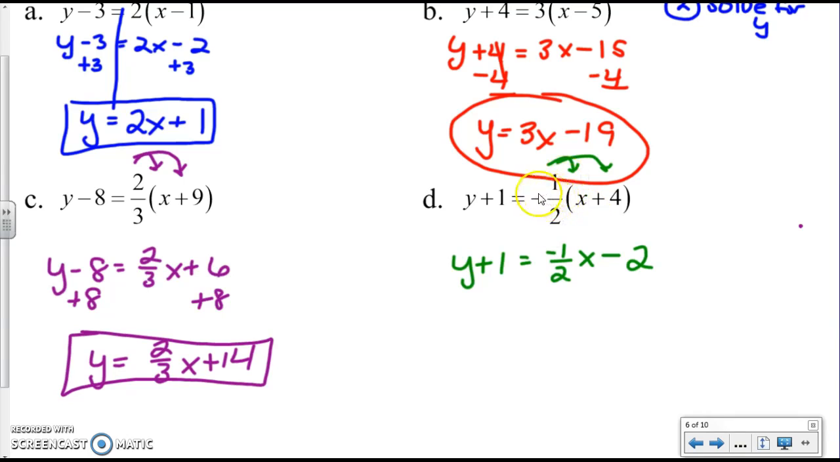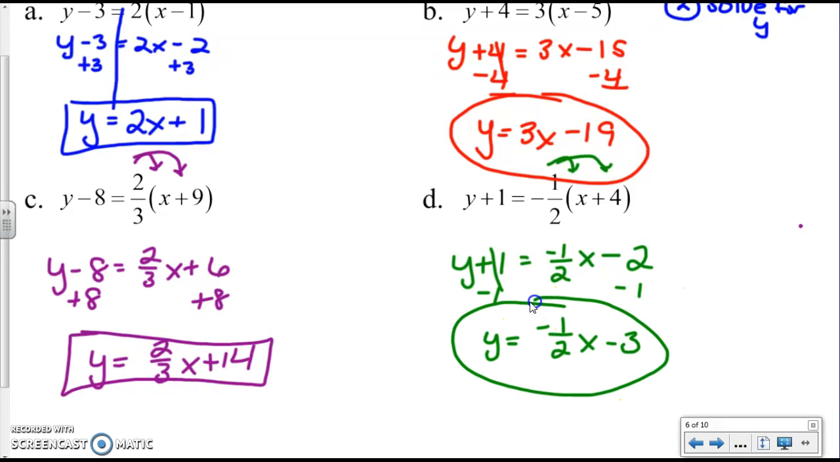You can also type that in your calculator. Negative 1 divided by 2 times 4. See what you get. And then solve for y. So subtract 1 from both sides. So we get negative 1/2 x, and then negative 2 and negative 1 is negative 3. So that's all you're doing.